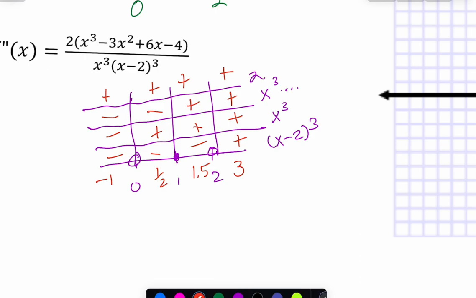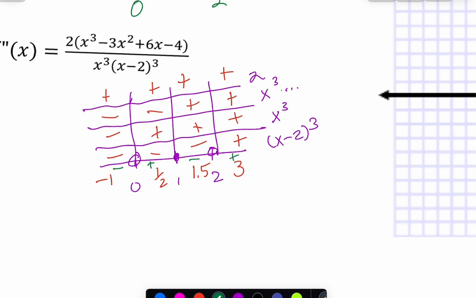Anyway, so now let's think about when we have these things multiplied or divided together. 3 negatives become a negative. 2 negatives become a positive. 1 negative stays negative. 3 positives stay positive.